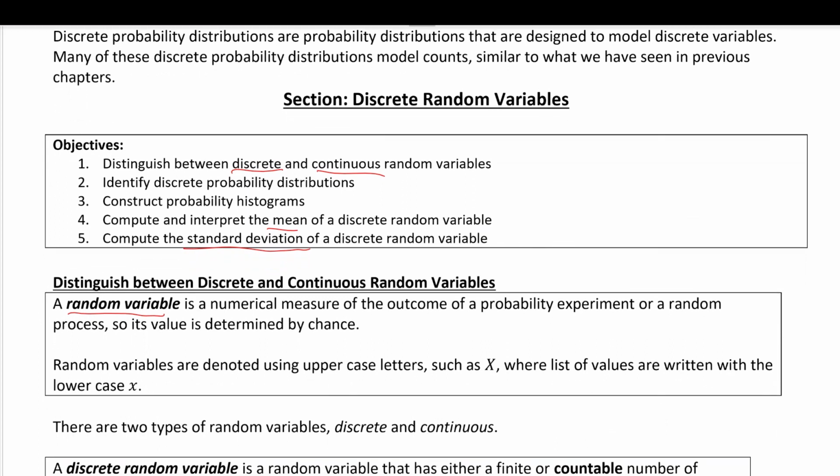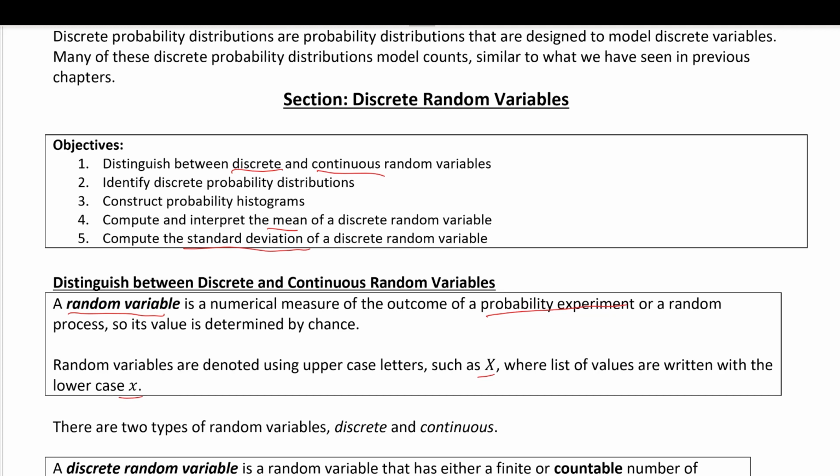Okay, so a random variable is a numerical measure of the outcome of a probability experiment, which we've talked about before, or a random process, so its value is determined by chance. Random variables are denoted by using an uppercase letter such as X, where the list of the values are represented with the lowercase x.